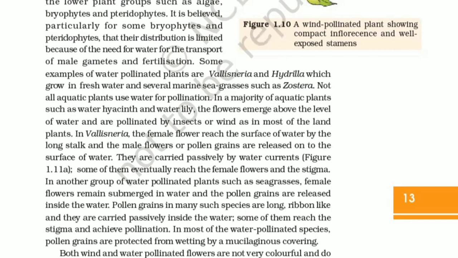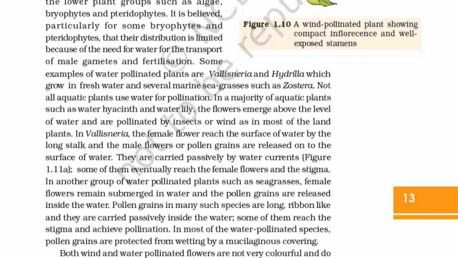Some examples of water-pollinated plants are Vallisneria and Hydrilla, which grow in fresh water, and several marine sea grasses such as Zostera. Not all aquatic plants use water for pollination. In a majority of aquatic plants, such as water hyacinth and water lily, the flowers emerge above the level of water and are pollinated by insects or wind, as in most of the land plants.